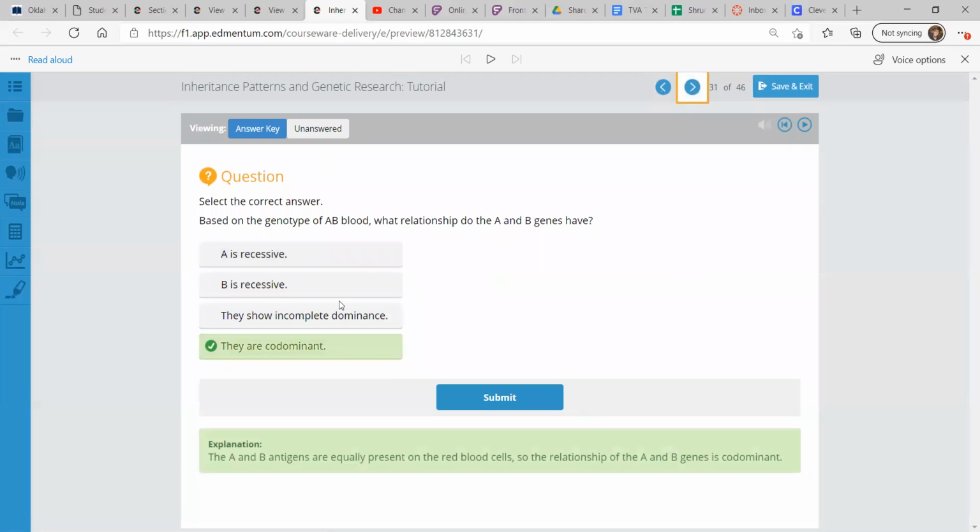All right, oh, whoops, it already answered, but based on the genotype of AB blood, what relationship do the A and B genes have? They're co-dominant. Neither of them are recessive. The A and B antigens are equally present on the red blood cells, so the relationship of the A and B genes is co-dominant.